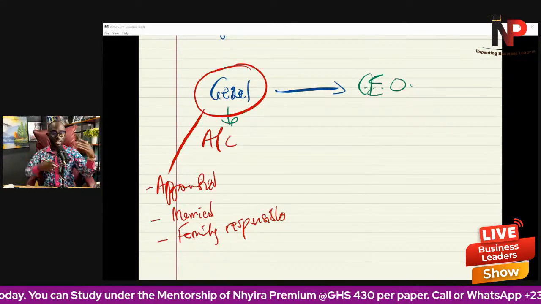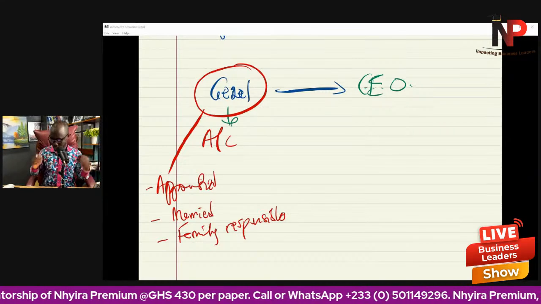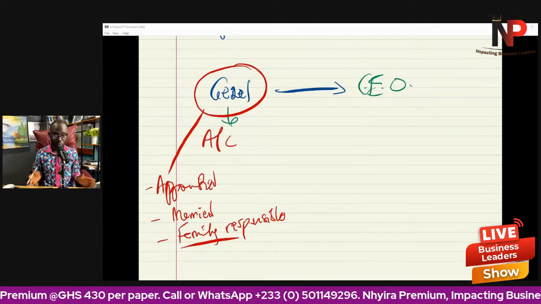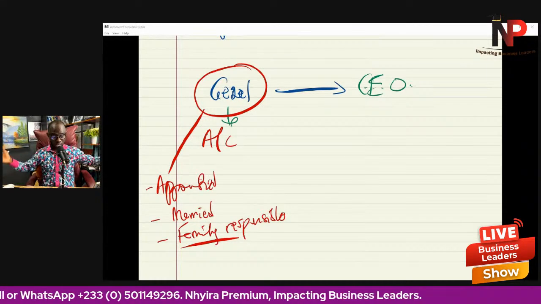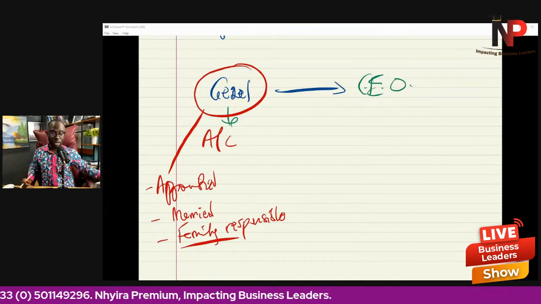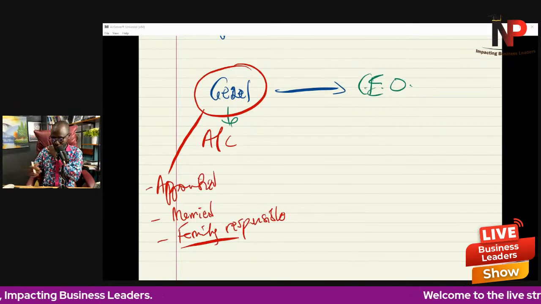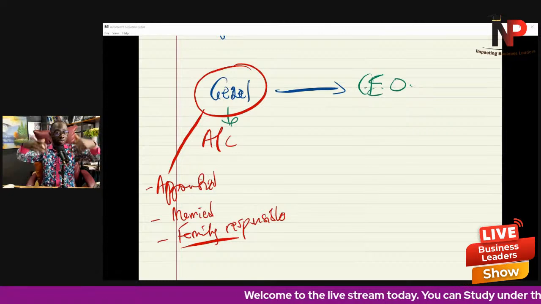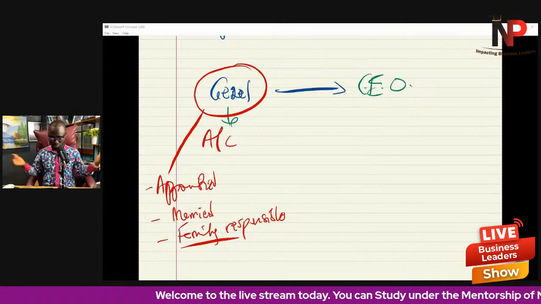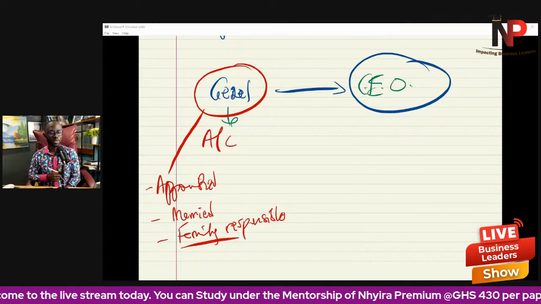So Giselle is newly appointed as the accountant of the company. She is married and she has some family responsibility. Probably her husband is a NAPCO person who is now out of job. They are not unemployed because their job has ended this week or today. So she has been employed, and she's the one taking care of the house and everything. Newly wedded. All right. Then we have a CEO of the company.